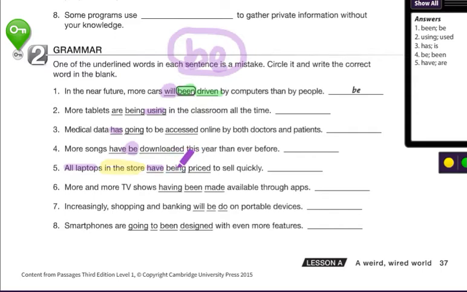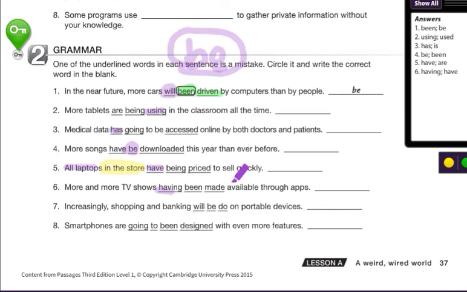Are being priced is a continuous passive voice form. Yes, and the main verb is correct. Number 6, more and more TV shows having been made. Okay, more and more TV shows haven't been. Okay, the same. That having, we don't use the past participle. We use the base, which is have been made. This is a present perfect passive voice. Have been made available through apps.